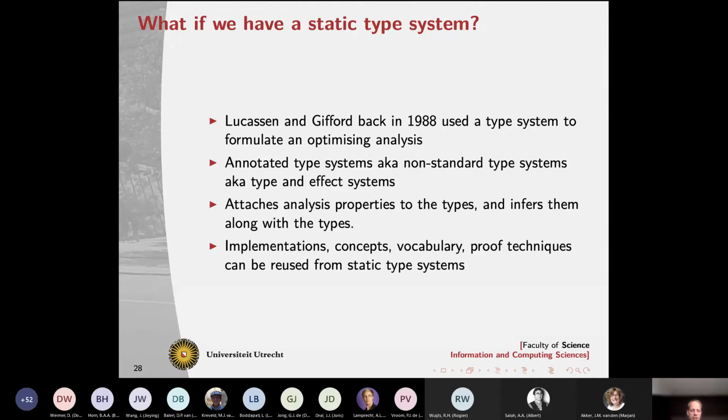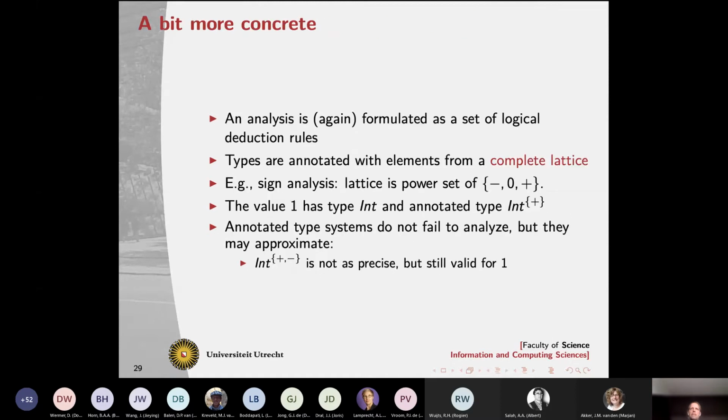One particularly interesting aspect of this is that you already have an implementation of a type system in your compiler. So now it's just a slightly more complicated, maybe, implementation of that algorithm in your compiler, but it's not very different. You can reuse all kinds of concepts like polymorphism from the type level. You can also reuse them in this setting. You get all kinds of vocabulary and proof techniques. You can all reuse them from static type systems to do your optimizations.